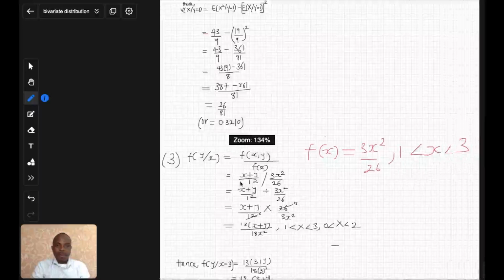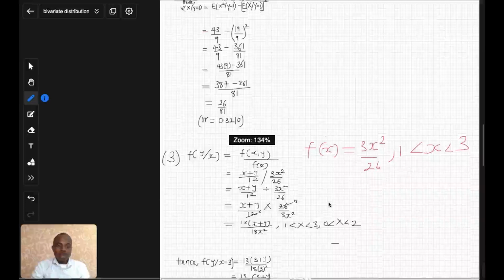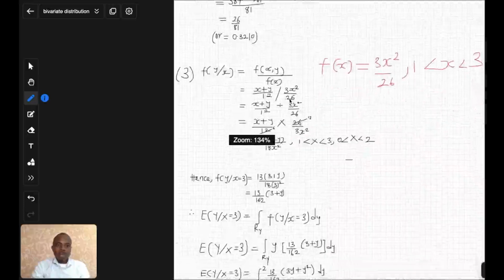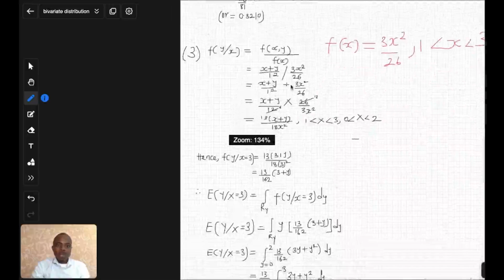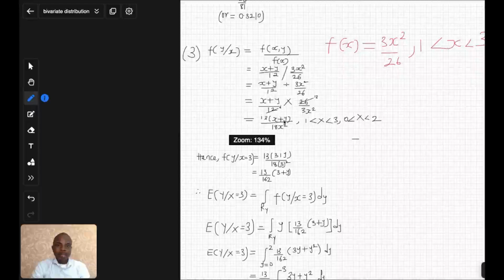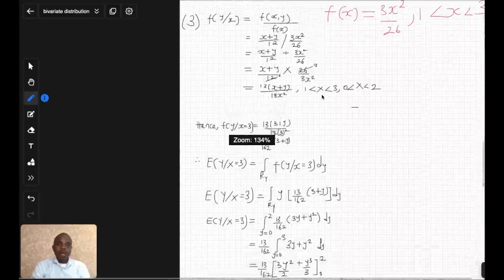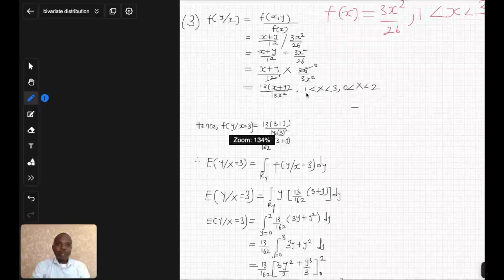Okay, and we already know f of x given y. All right, so you're supposed to spell this out, and I've just spelled it out. So by doing the division, you are going to get this, and then at the end of the day, you have 13 multiplied by x plus y divided by 18x squared. Now, the reason why you're seeing this range is because we have a range for y, we also have a range for x, and both x and y are showing here.